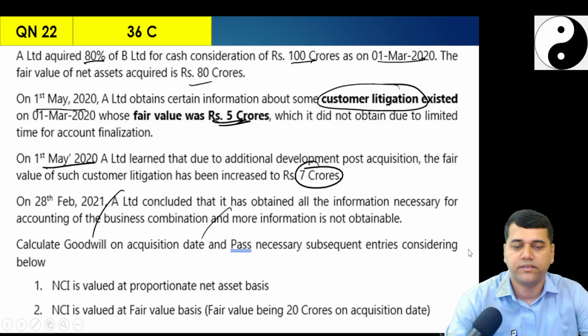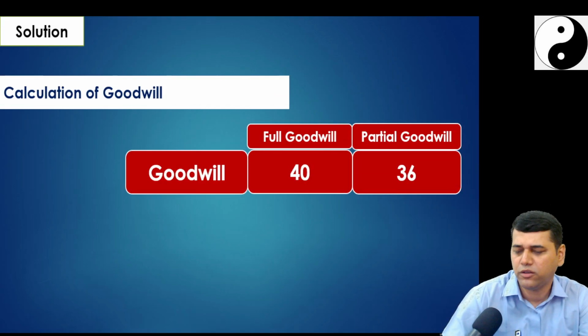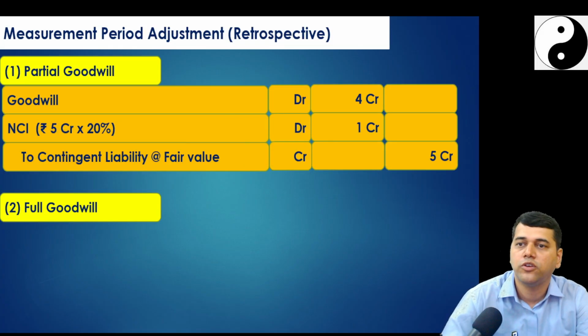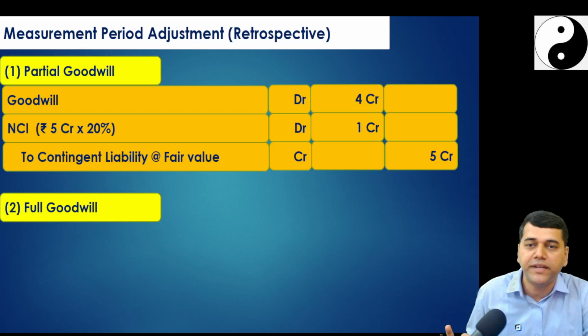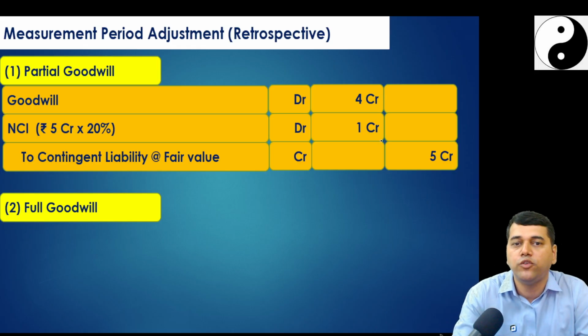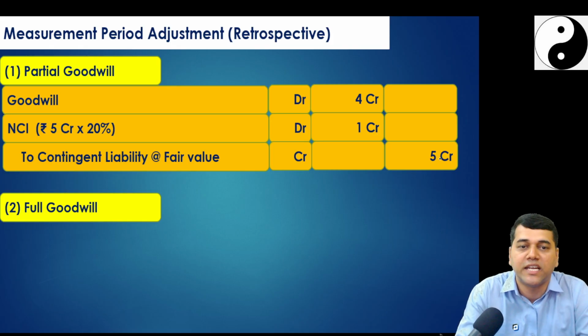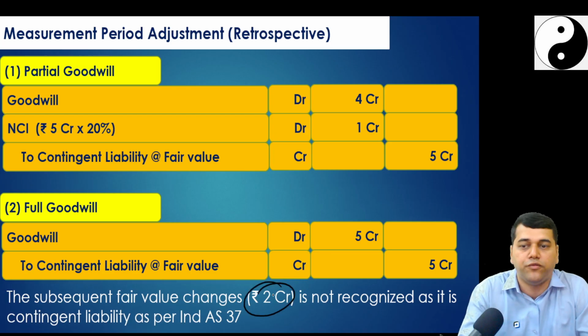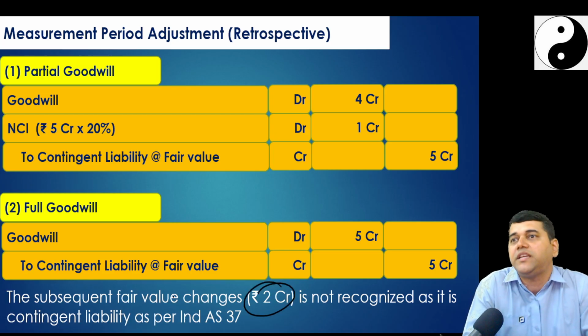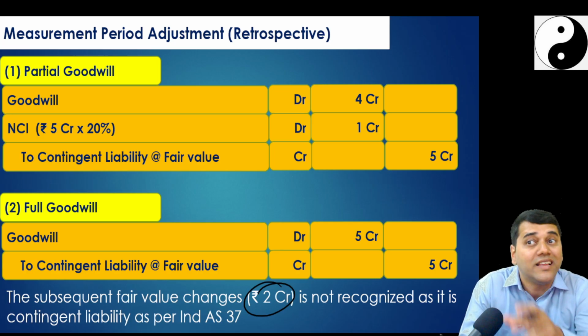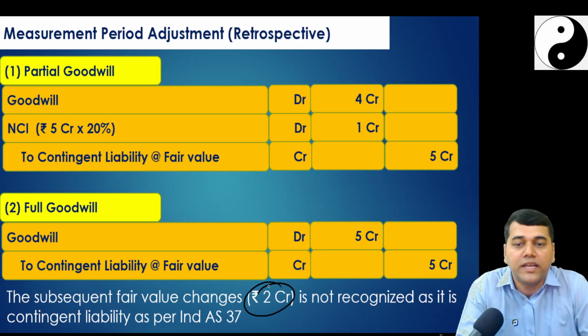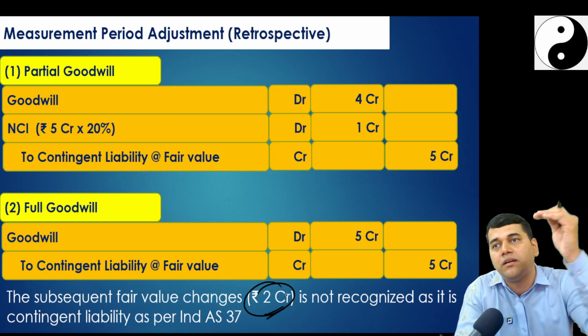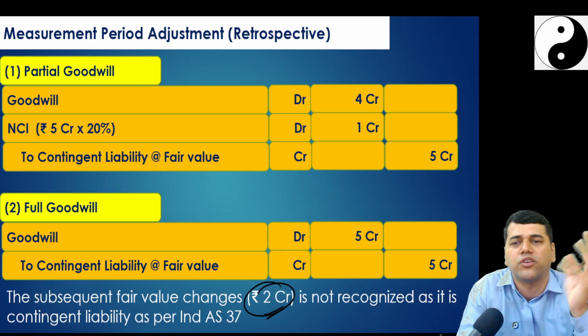Yes, students. So we'll compare the answers. Your goodwill calculation remains the same, 40.36. If you would have followed the partial goodwill method, you would have debited goodwill 4 and NCI 1, 5 crore into 20%, and credited contingent liability at a fair value of 5. And under full goodwill, the same contingent liability at a fair value. Now additionally you would have passed that entry. If you treat it as a contingent liability, you will disclose it. But if you treat it as a provision as per Ind AS 37, if it is probable, then for the additional 2 crore you will pass the entry, P&L account debit, to whatever provision or contingent liability.